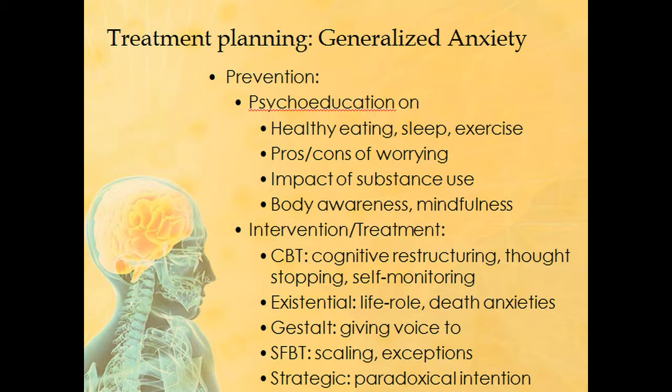Intervention or treatment can look like cognitive restructuring, thought stopping, self-monitoring, helping them to change their thinking. Worrying, of course, is a thinking problem, overthinking. Existential therapy can be useful, looking at life roles, death anxieties, a variety of anxieties that can cause a person to worry.